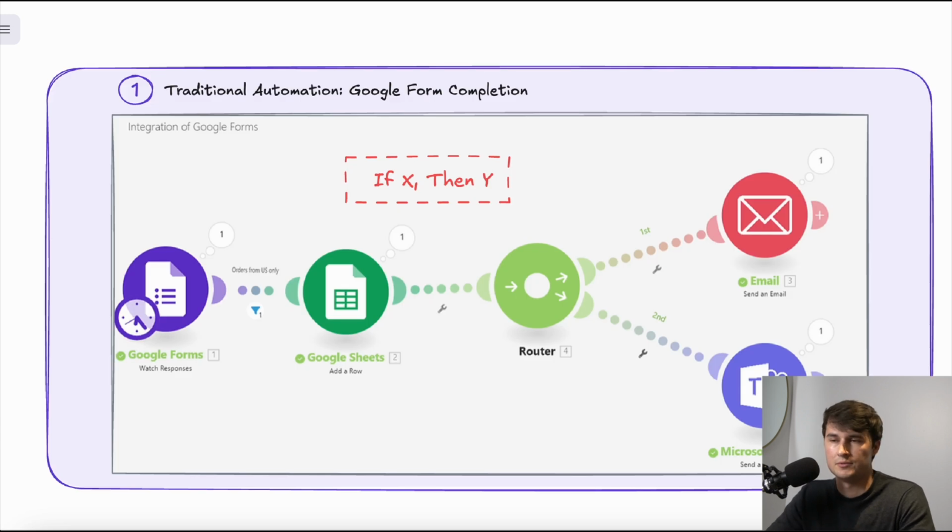So now if we go into examples of each, this is what a traditional automation would look like. This is a Google form completion automation built out in Make.com. Every time a response is created in Google Form, it then adds a row. So if X, then Y. So when a Google form is completed, do this: add a row to Google Sheets, and then it also sends an email and sends a message in Teams. So very if X, then Y prescriptive type logic. So that would be an example of traditional automation.